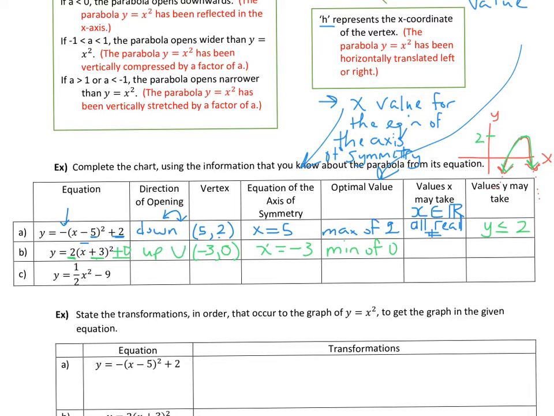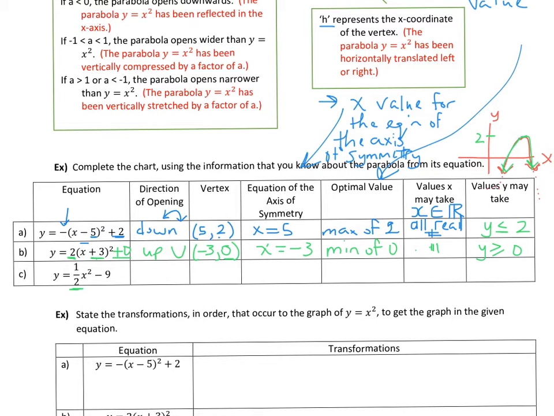Our x value will be all real numbers. So I'll just put ditto marks here, or you can put x as an element of the reals, or all real numbers. For the y coordinate here, this parabola is at 0 on the y and then heading up from there, so our y will be greater than or equal to 0.